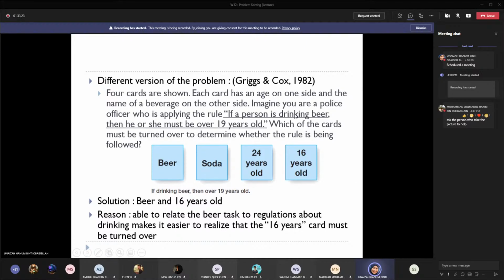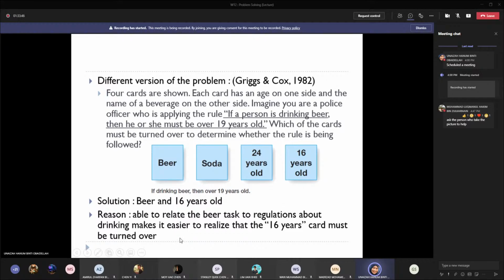Compared to this one, which is not related, because you're only checking whether the beverage is beer, and even if you turn this around, it doesn't make much difference. And for this one, it's totally legit to drink because he's 24, beyond 19 years old, so it doesn't apply, right? So you're left with this bit and this bit.